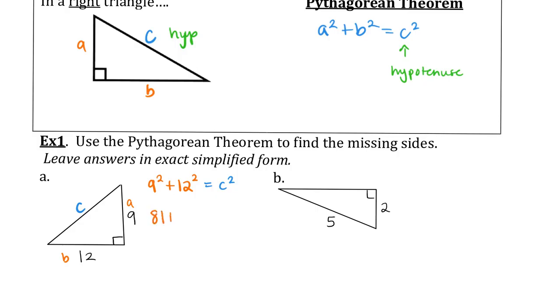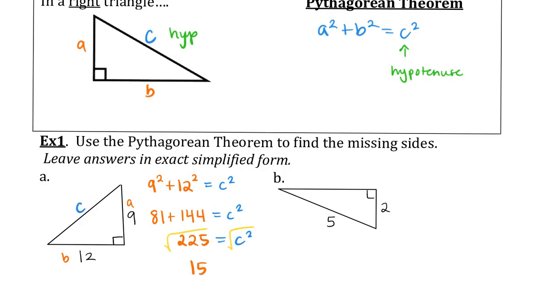In my calculator, I'm going to multiply these out. 81 plus 144 is 225. Then I'm going to square root both sides. Let's see if it's a perfect square, because sometimes it comes out even and we don't know. So this actually comes out to be 15.